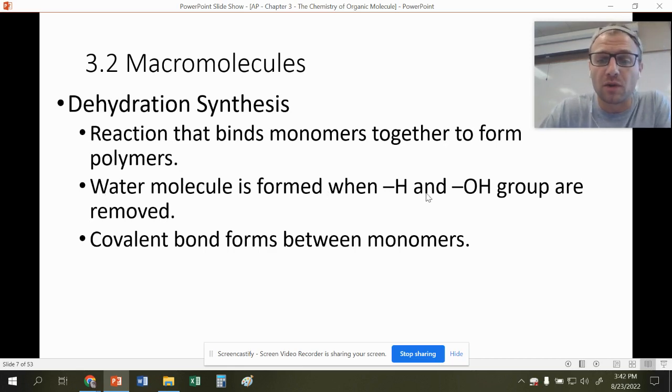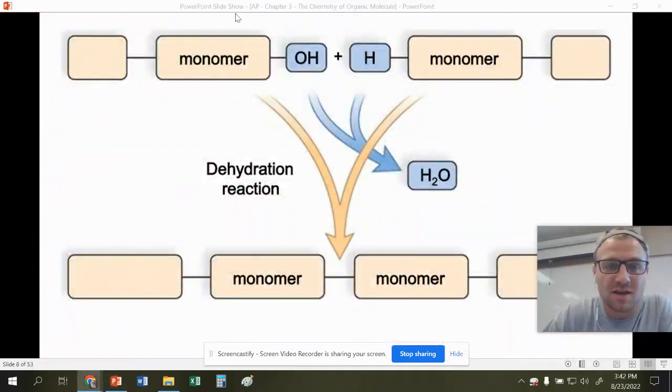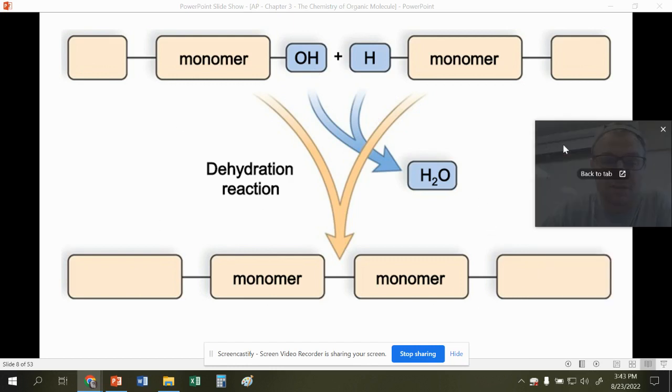Water molecules are formed when H and OH, a hydrogen and hydroxyl group, are removed. So you're removing an H and an OH to form that water. You're dehydrating it. A covalent bond is formed between these monomers. So let me show you what this looks like. We have our 2 monomers, monomer, monomer. We have our OH and H. They bond together to form water. We're dehydrating it, and we're synthesizing a larger molecule. This is a dehydration synthesis reaction.